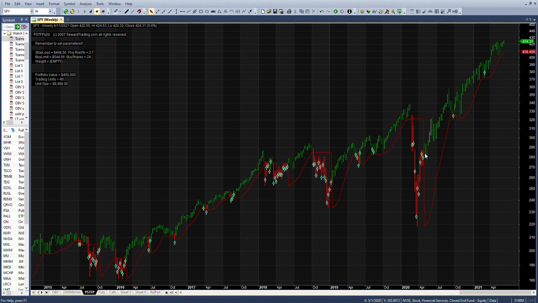As you can see, since the rebound off the March lows, we haven't gotten a sell signal. We haven't gotten a sell signal since the rebound. This indicator has had us in the market this whole time.